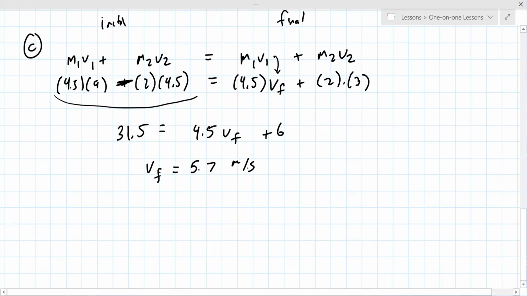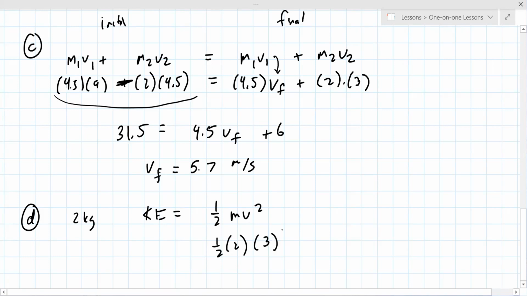All right, let's get to part D. How much kinetic energy in joules does the 2 kilogram block have after the collision? So the 2 kilogram block after the collision is moving at 3 meters per second. Its kinetic energy is 1/2 mv squared. The mass never changes, but its velocity is now 3. So that ends up being 9 joules.